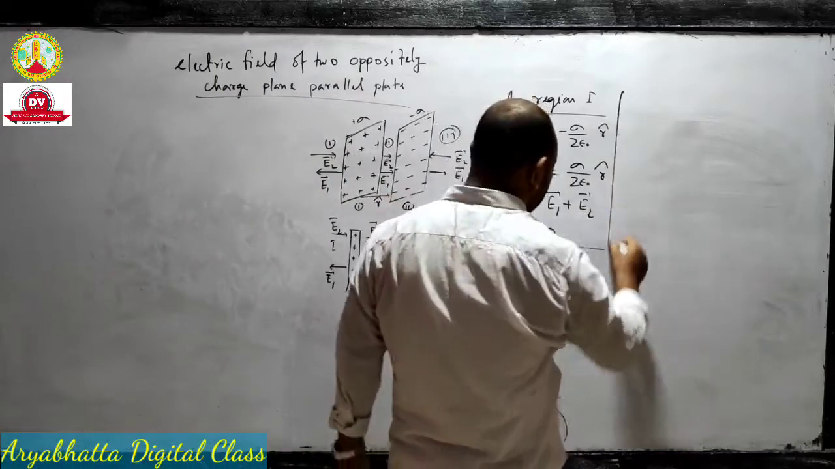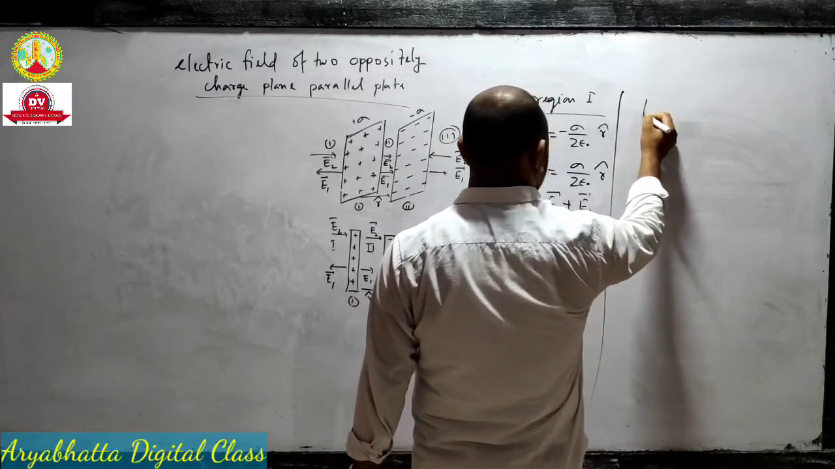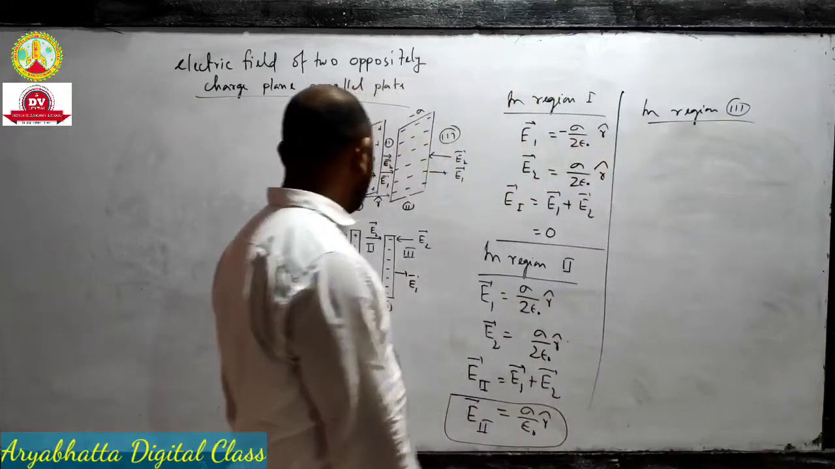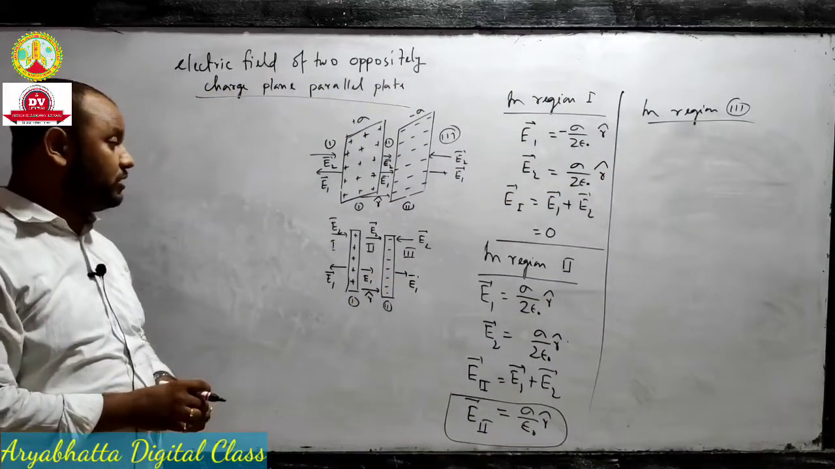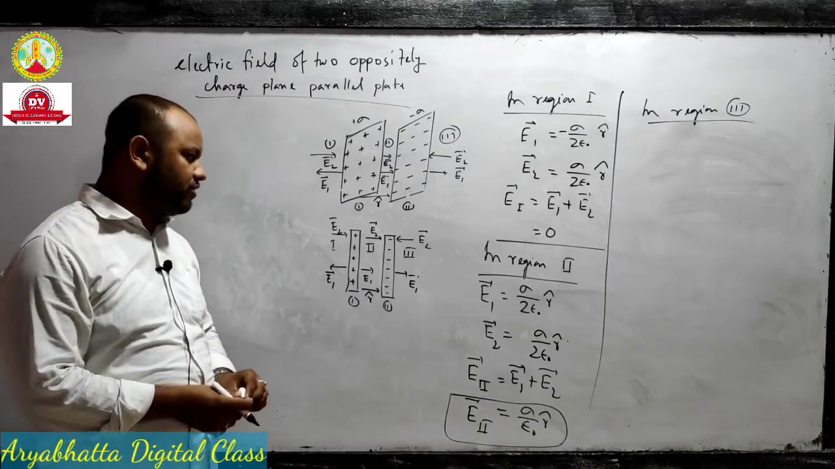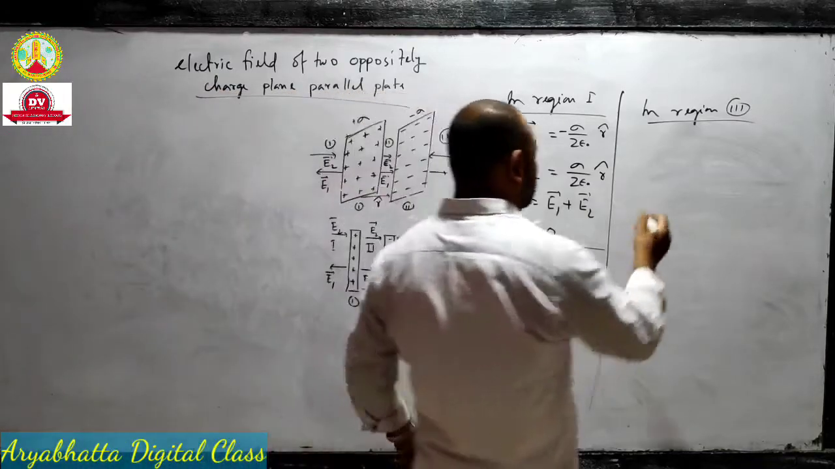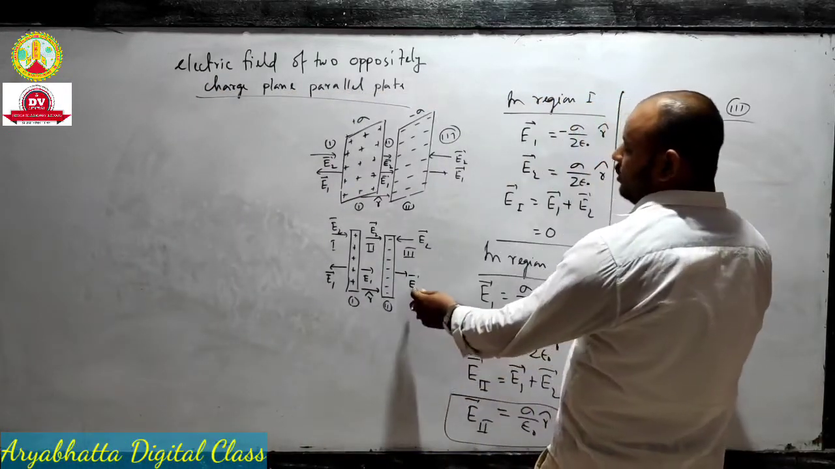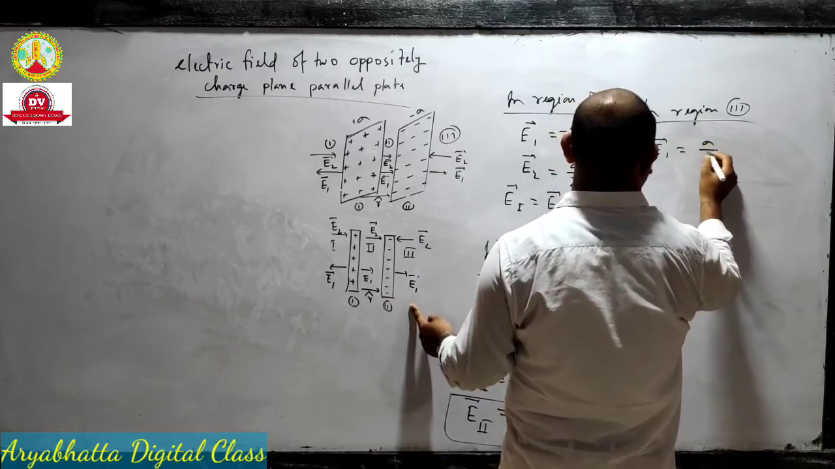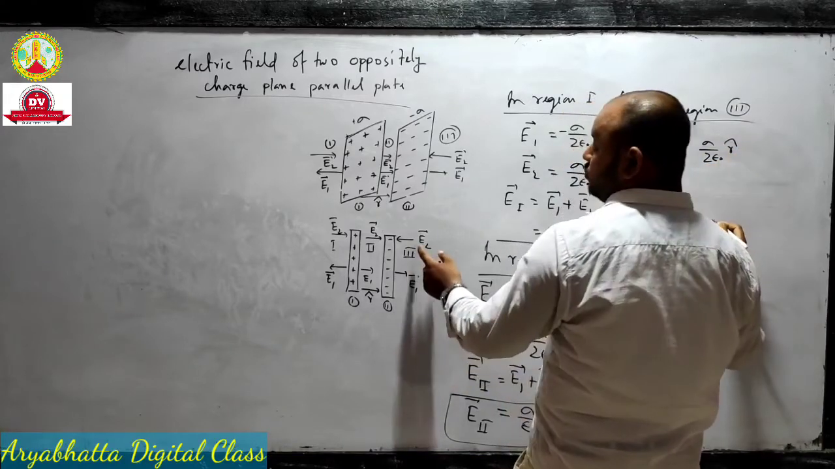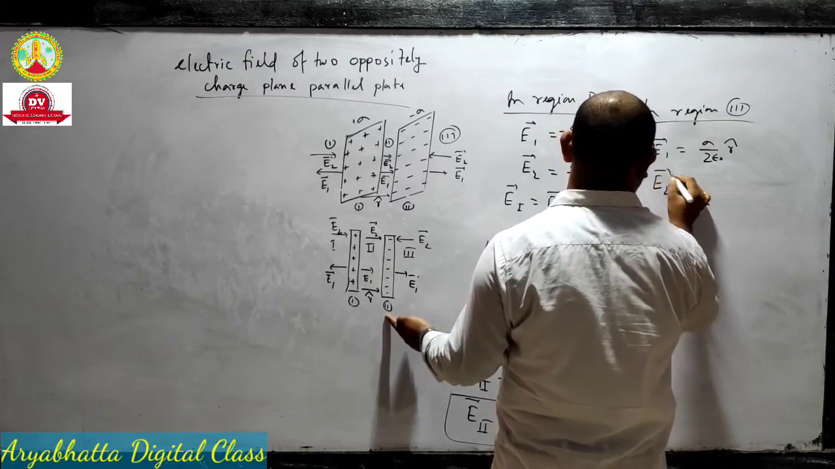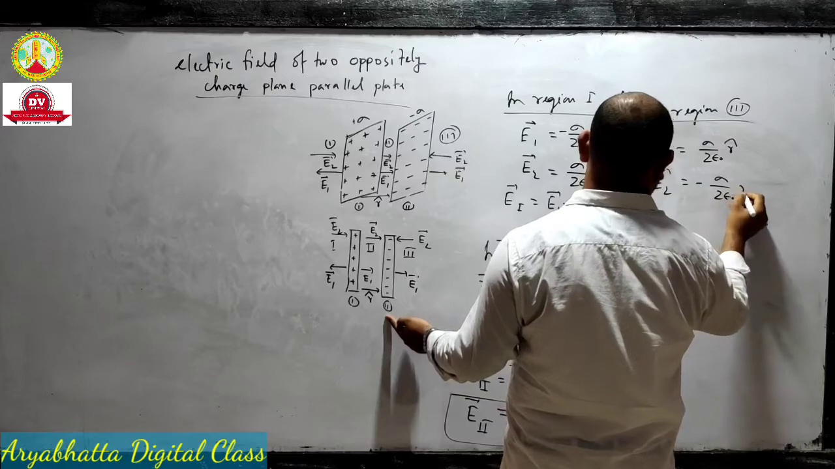And in region 3, okay, this is the region 3. In region 3 also you can see the direction of electric field E1 and E2 are oppositely directed. So E1 is directed along the direction of r cap. So E1 is sigma by twice epsilon naught r cap, and E2 is directed in the opposite direction of r cap. So E2 will be equal to minus sigma by twice epsilon naught r cap.